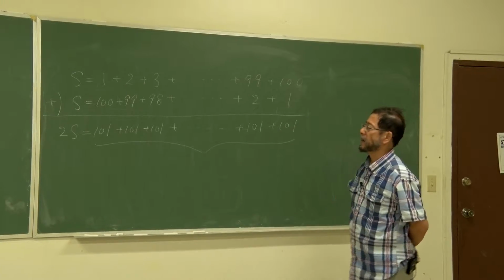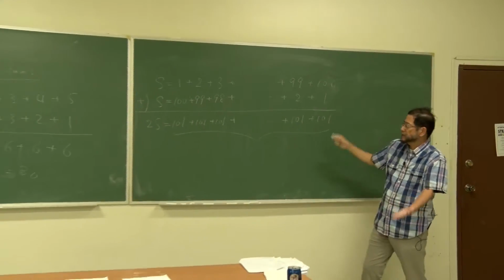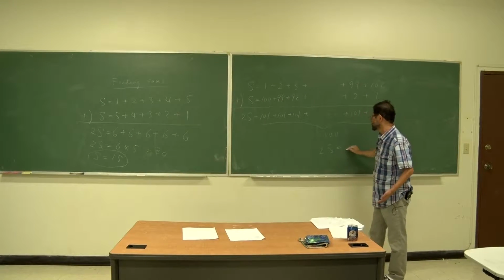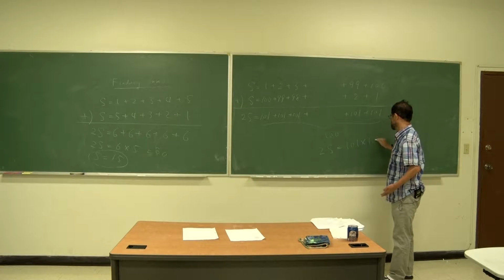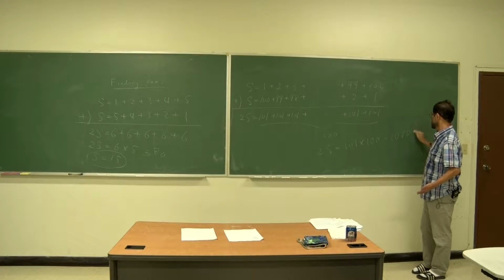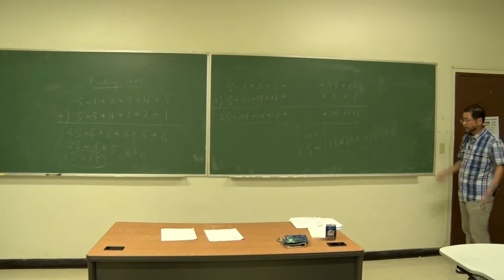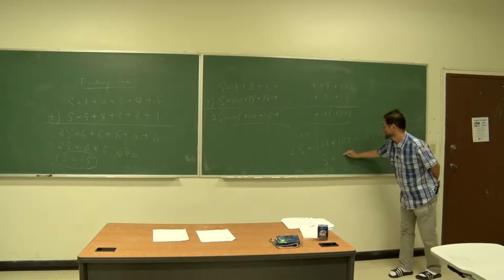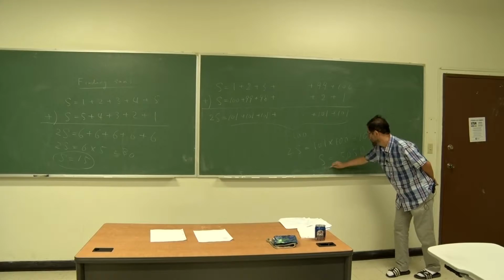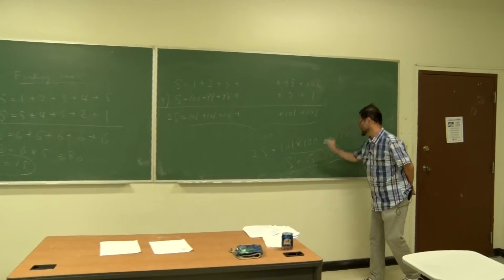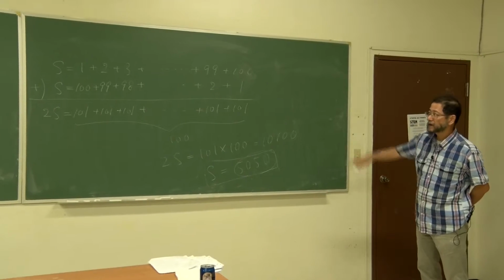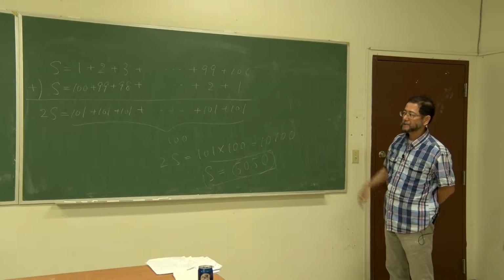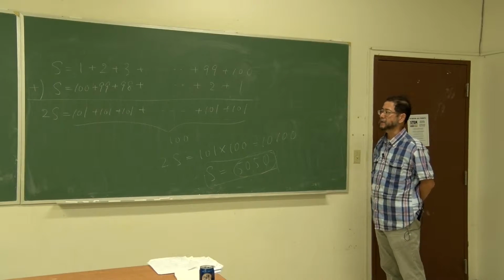You can count, but of course this is just 1 to 100, right? So that's why you have 100 of those. So you have 2S is equal to 101 times 100, which is 10,100. So by dividing by 2, you can now easily get the answer to be just 5,050, which is much faster than adding one by one. So that's the advantage of using this method.